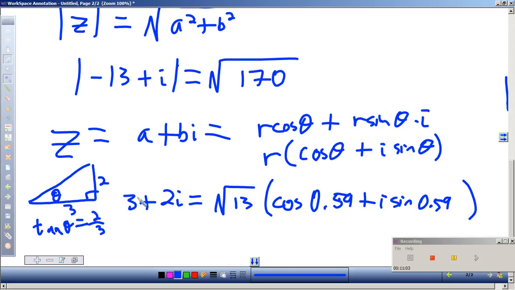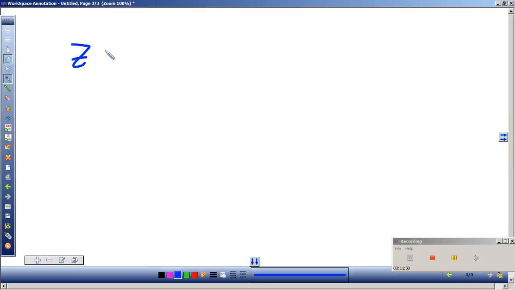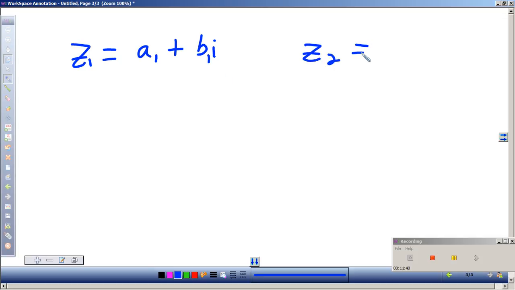Now we get to some of the more complex stuff. Remember, z equals a plus bi. So if we have 2 of these, then z1 equals a1 plus b1i, z2 equals a2 plus b2i. And if we're multiplying them, so z1 times z2. Now, algebraically, this is fairly simple to do. Multiply the two numbers together, simplify.